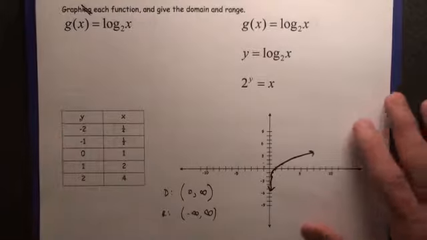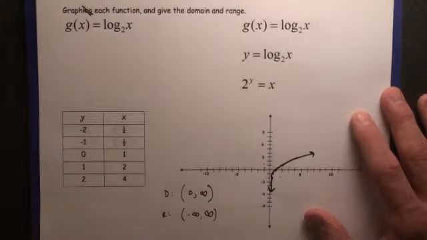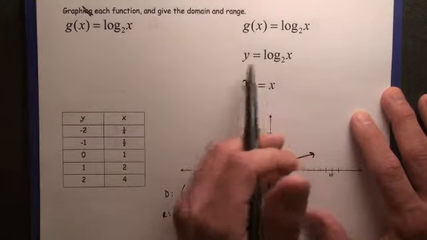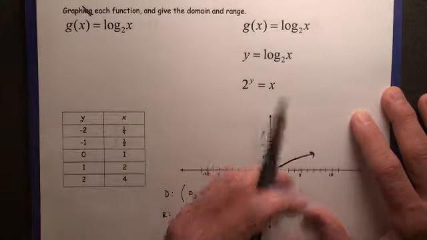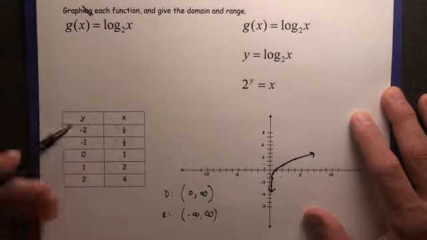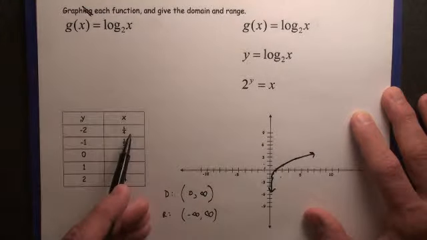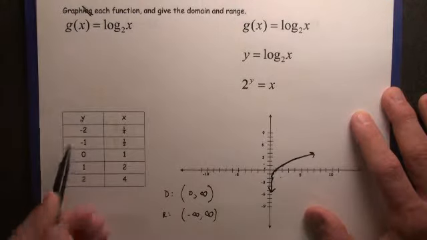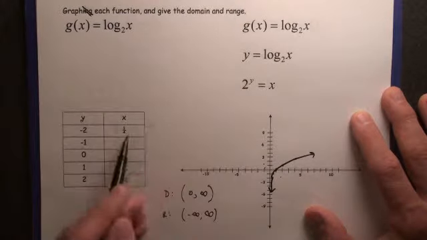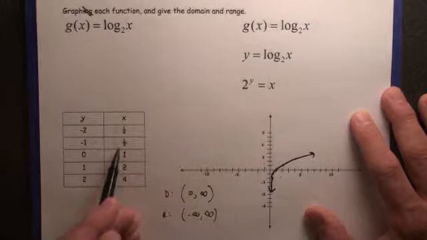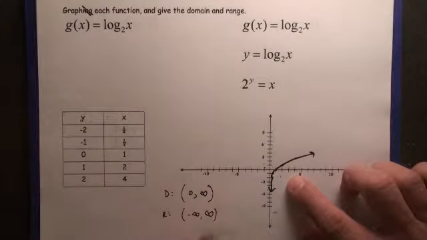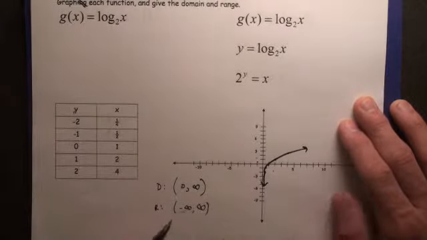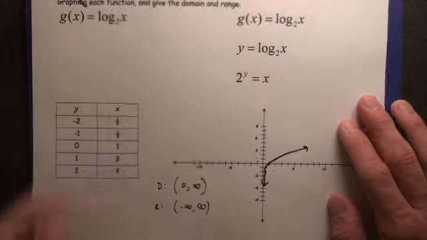Alright, graph each function, give the domain and the range. This time g of x equals log base 2 of x. We change g of x to a y. Then we have 2 to the y equals x. Then the same thing: we want to plug these numbers in for the exponent. So whenever y is -2, x is 1/4. When y is -1, x is 1/2. We end up getting a graph like this. The domain is from 0 to infinity, and our range is from negative infinity to positive infinity.